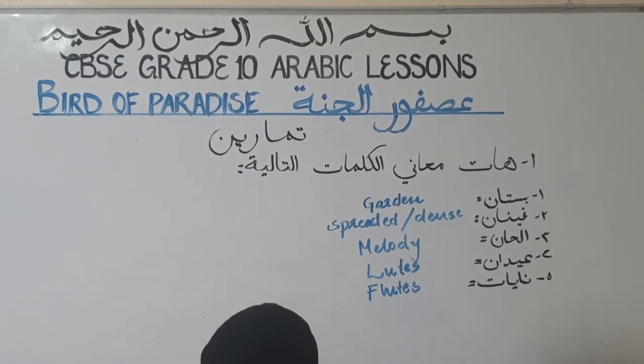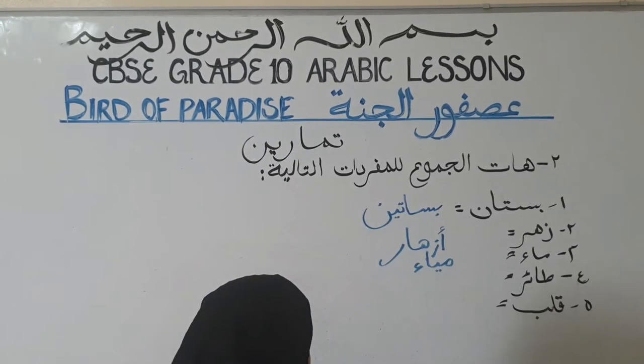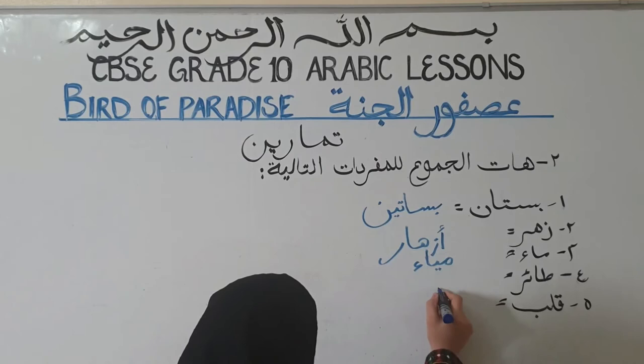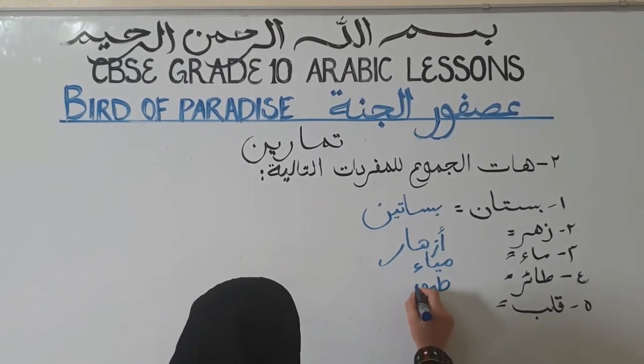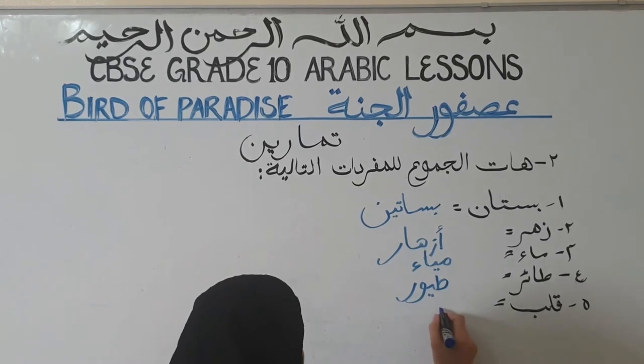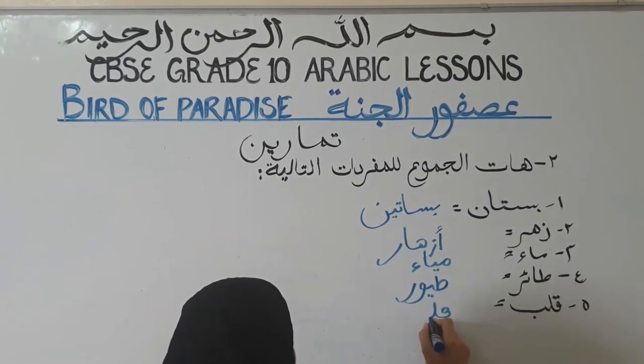Now let's go to the second part of the exercise. Ta'if, Tuyur, Qalb, Quyur.